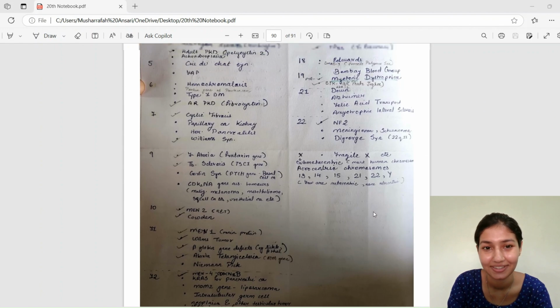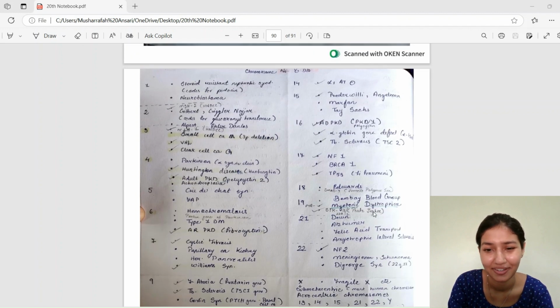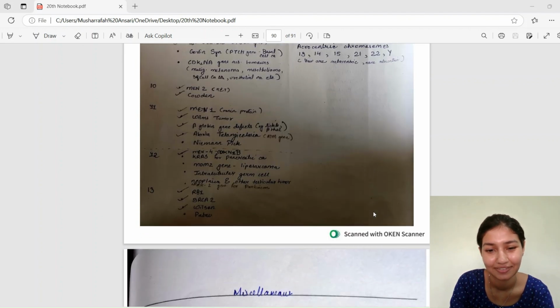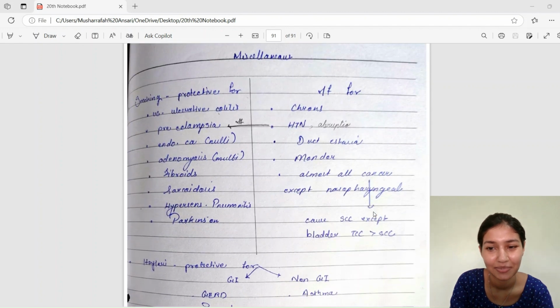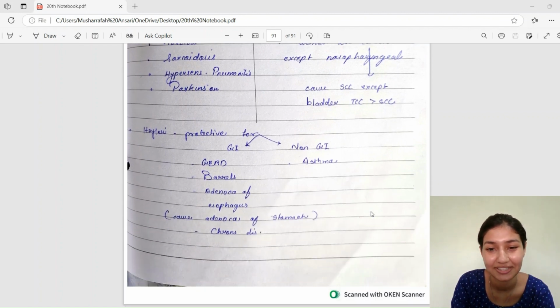So this is pretty extensive, and I really did not think that anything outside of this would be asked. Some miscellaneous things that didn't fit anywhere but yet felt important, like what other diseases are caused by smoking and what is smoking protective for. The H. pylori, same things for H. pylori.